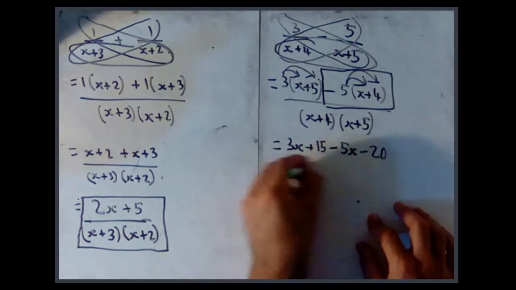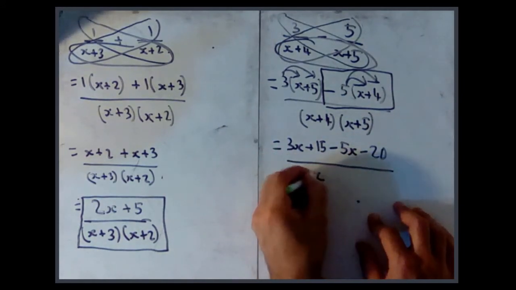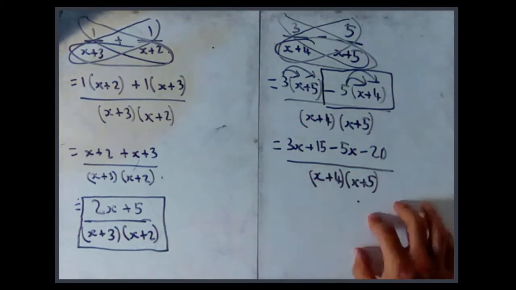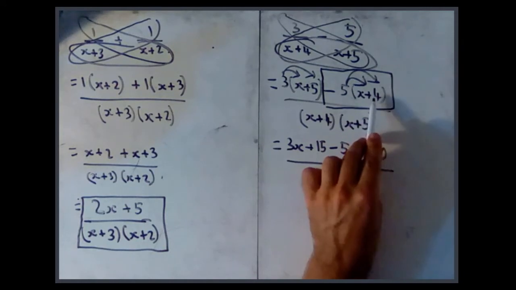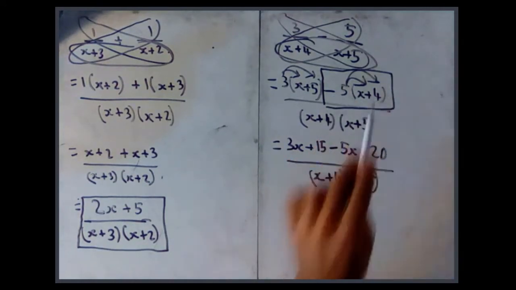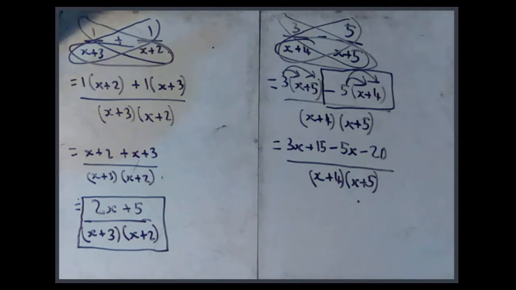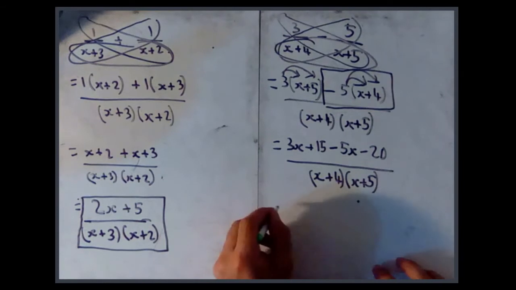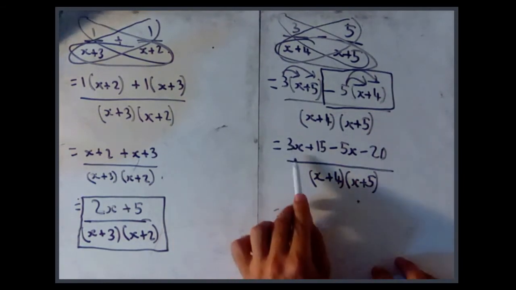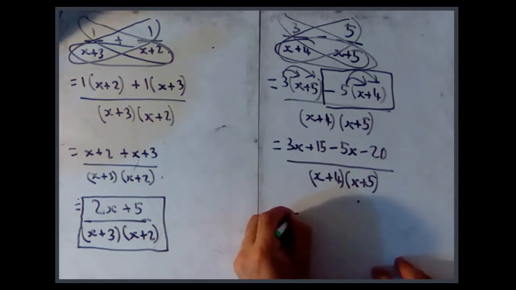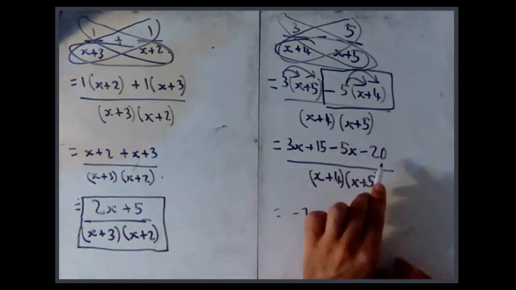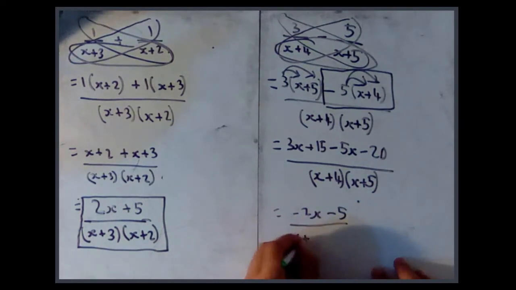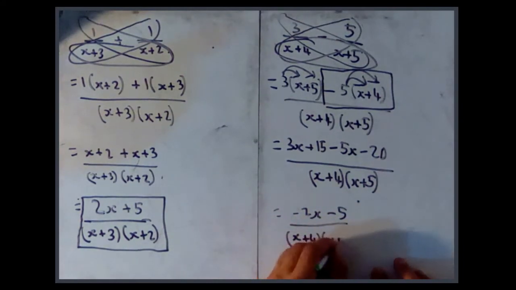In an exam, you will often see a negative here and a negative here, and often people forget, they don't notice that this number would be positive if you had a negative times a negative, because they forget about this. Right, so I need to tidy up the numerator, so I'm just collecting like terms. 3x minus 5x is minus 2x. 15 minus 20 is minus 5, all over x plus 4, x plus 5.